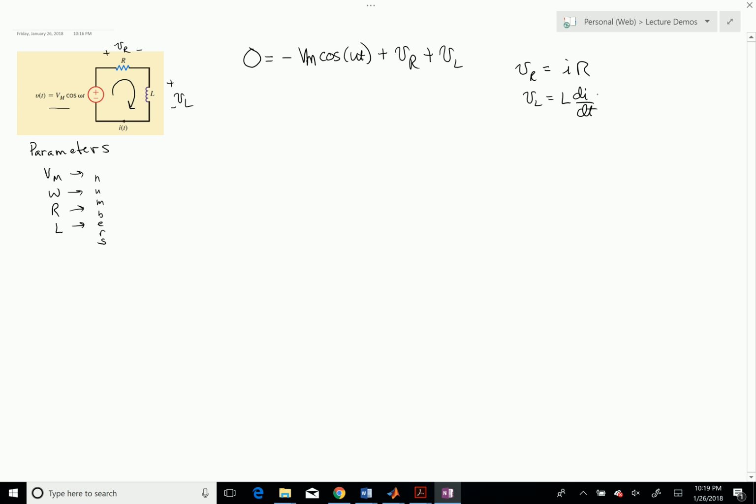Okay, now I rearrange everything, bring the source on the left side, and then bring the I values over here. So IR plus L di/dt. All right, so where do we go with this? Well, what we do is we ultimately want to figure out what I of t is equal to.